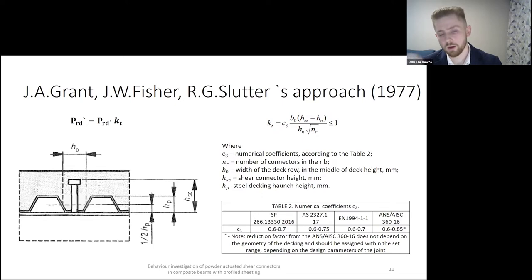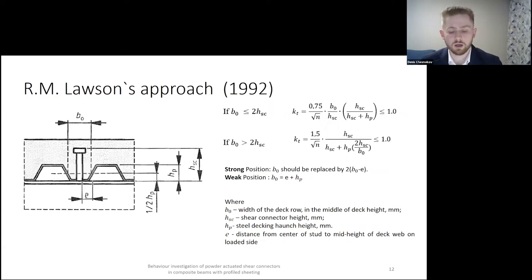And it's a reason why we have some investigations that were made after Grant, Fish and Slaughter. The first one is the approach of Mark Lawson, which is based on the idea of Mottram and Johnson that were 2 years before Lawson. And the idea is to add into the classical formula an additional parameter, e, the distance from the center of the stud to mid height of the decking web on the loaded side. And it allows us to make a calculation not only for the middle position, but for strong and weak also.